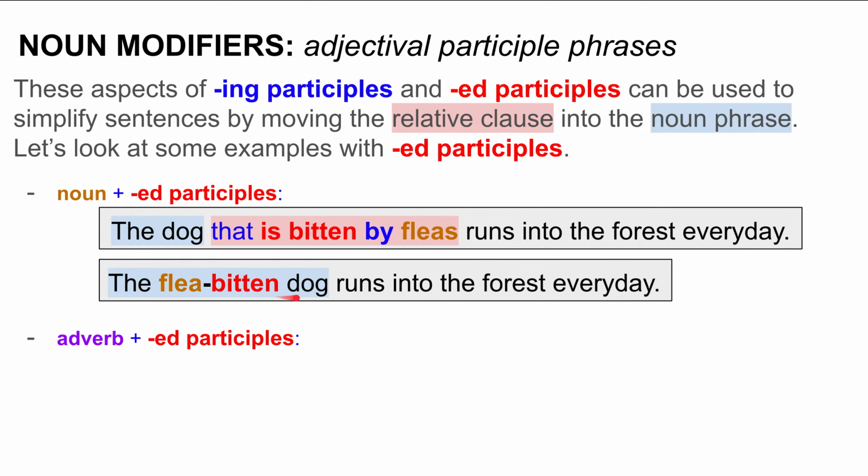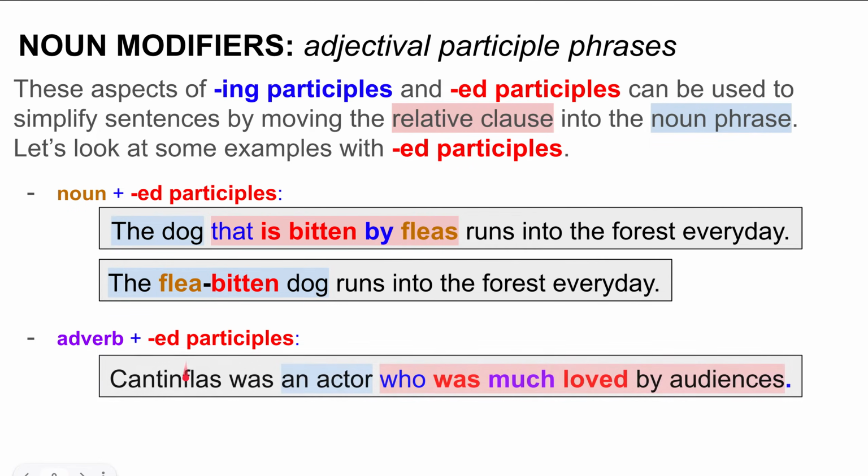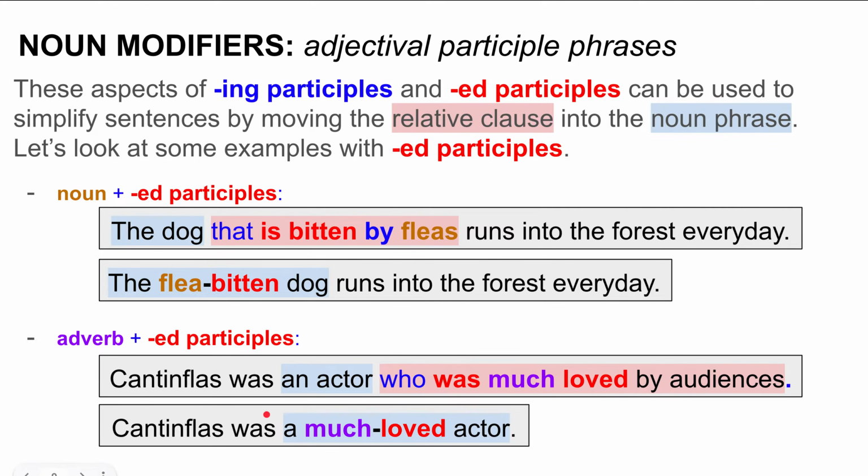Okay, here, flea-bitten dog. We can also do this with adverb plus ed participles. So, Cantinflas was an actor who was much loved by audiences, specifically by Spanish-speaking audiences. So let's look at this sentence. What do we have here? We have our adverb, much, and we have our ed participle, loved. And we can move these to the noun that they modify. So, Cantinflas was a much-loved actor.